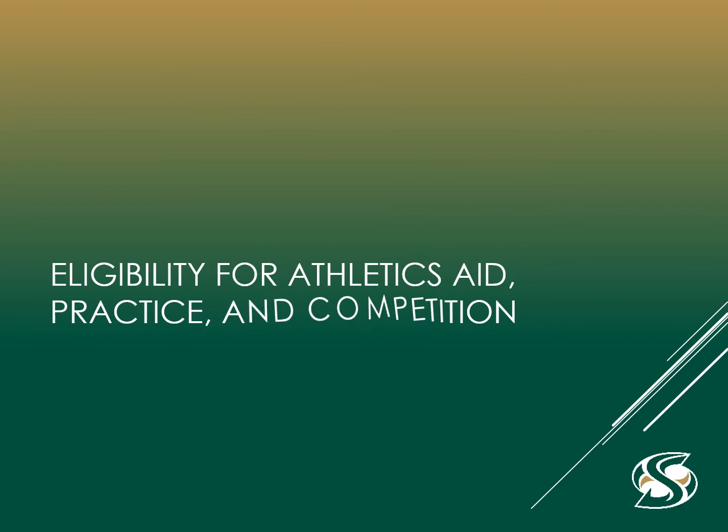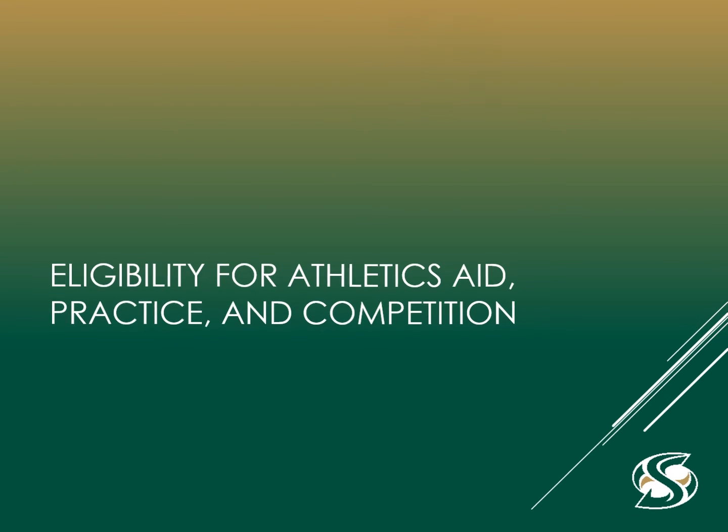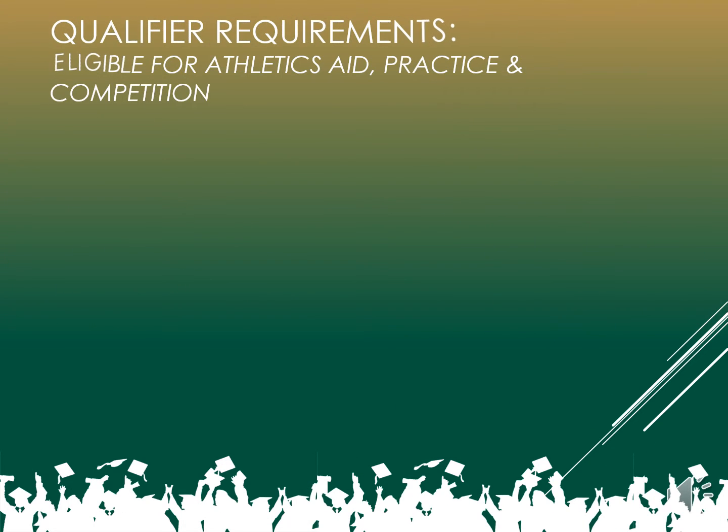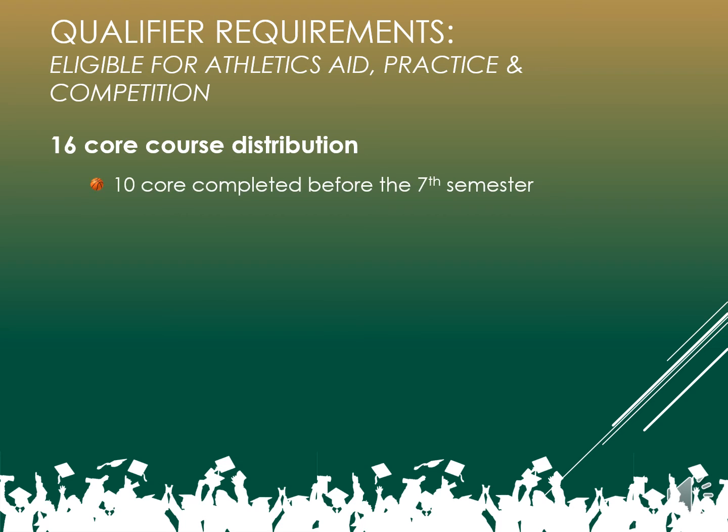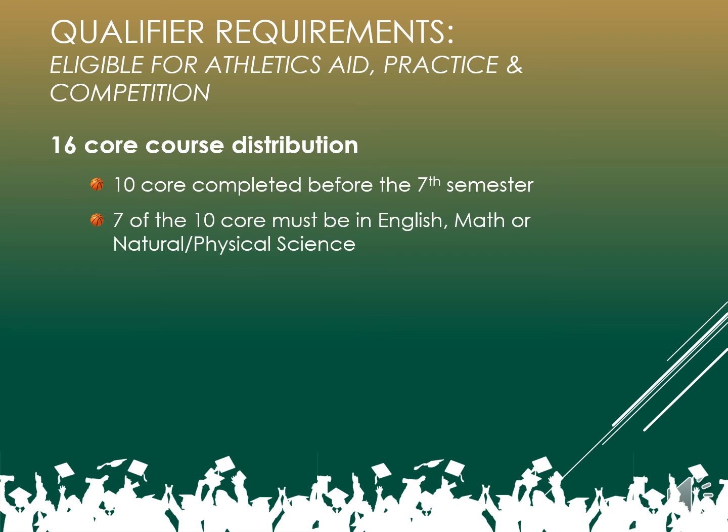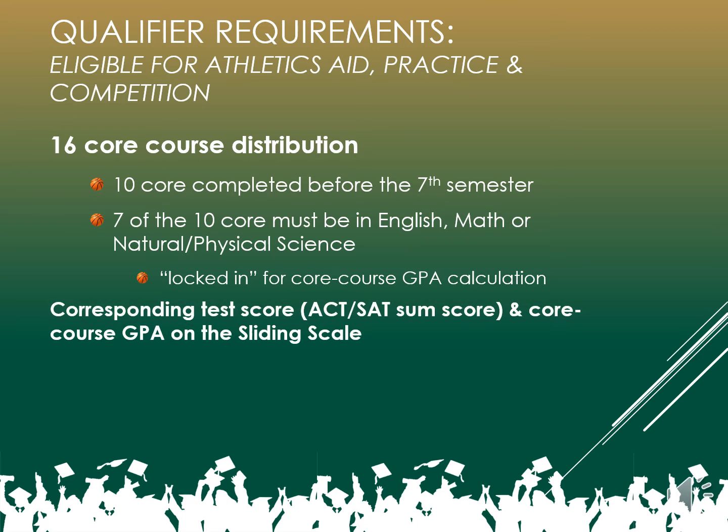Eligibility for athletics aid, practice, and competition. To be a full qualifier eligible for athletics aid, practice, and competition, you must meet the following: the 16 core course distribution, 10 core completed before the 7th semester, and 7 of those 10 in English, math, or natural and physical science. Those courses are going to be locked in for your GPA course calculation. You also need to have the corresponding test score for ACT or SAT and the core course GPA on the sliding scale with a minimum 2.3 GPA. And you also need to graduate high school.